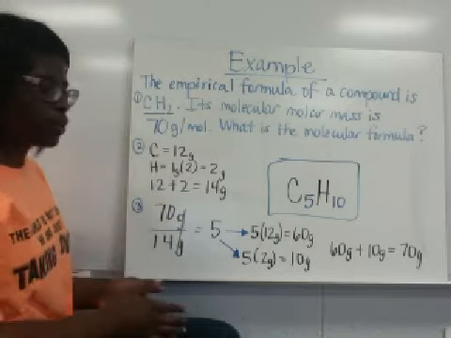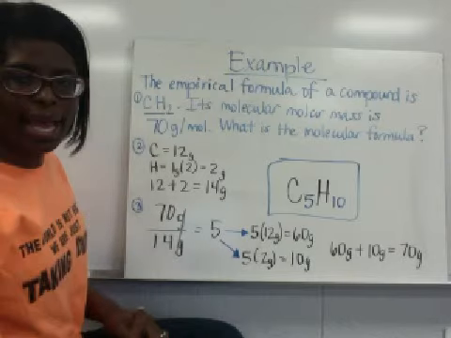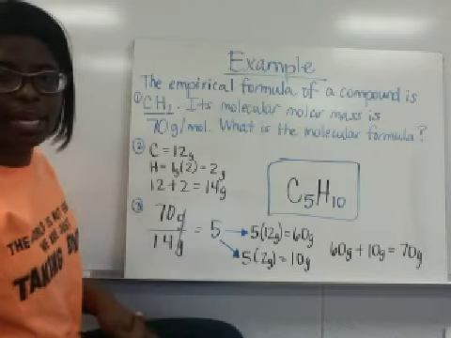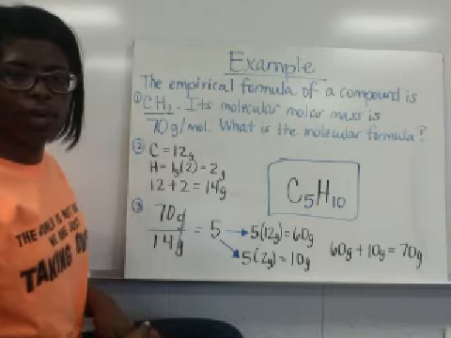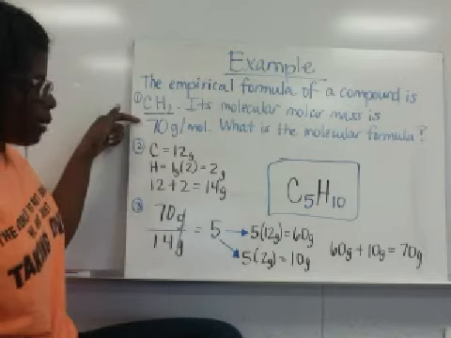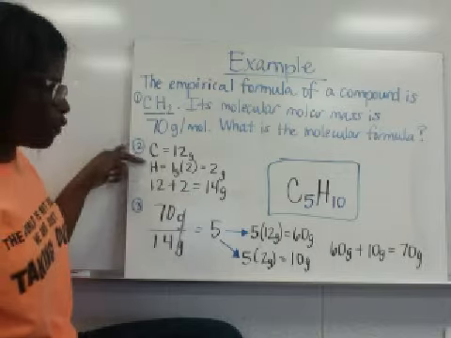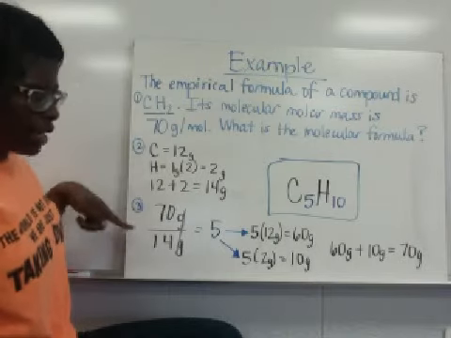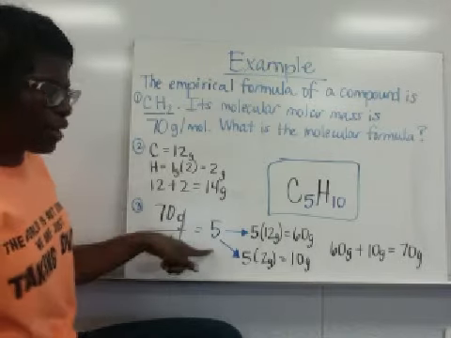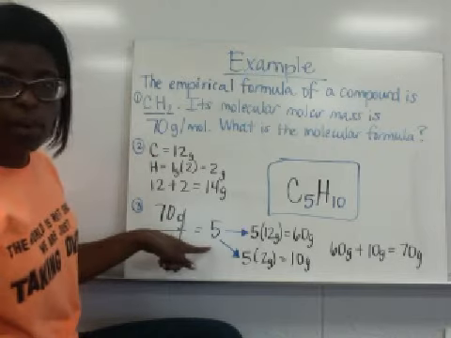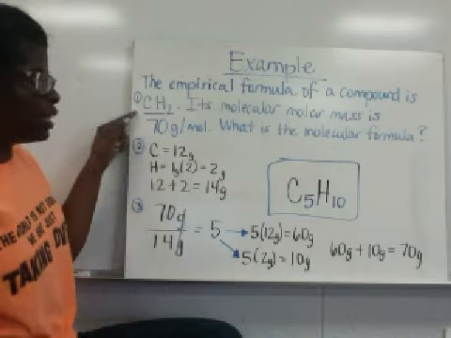So now on to step 3, we have to take the molar mass that they gave us in the problem and divide by the molar mass that we calculated from the empirical formula. So the problem tells you that the molar mass is 70 grams, and we just calculated that the empirical formula's molar mass is 14. 70 divided by 14 gives you 5. So then you have to take this whole number and multiply it by the subscripts in the empirical formula.